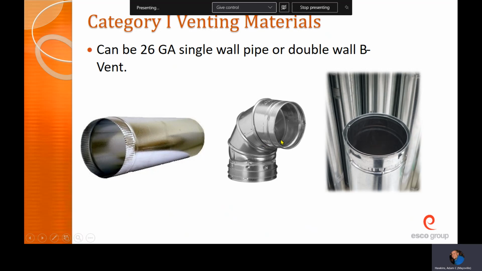If at all possible, you like to run B vent as much as you can, but it's harder to work with. You can't just cut it and size it if you've got a short run, so you can use single wall pipe in between. But the advantage of B vent is that you've got this extra barrier, kind of an air barrier, that's keeping it from getting too hot. It's also keeping it from losing heat to the outside. And so it's keeping some of its efficiency while also keeping it a little bit cooler.